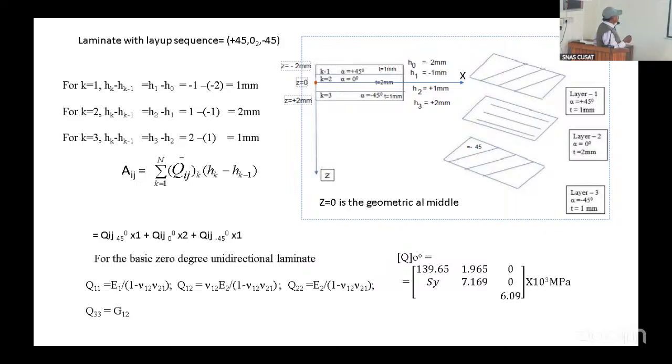So let us use this equation. First layer, K is equal to 1. Put K equal to 1. So H1 minus H0. H1 is equal to, this is the geometrical middle, here one layer is coming, so H1 is equal to 1 mm. Have you understood the total thickness? Have you written the total thickness? Total thickness is 4 mm: 1, 2, 3, 4. So the middle layer has 2 mm.